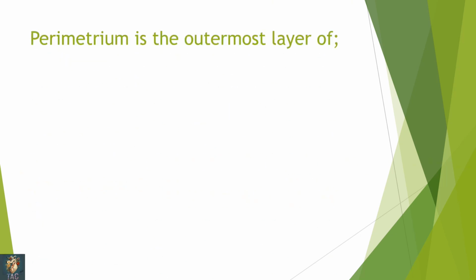Next MCQ: the perimetrium is the outermost layer of the corpus luteum, the ovarian follicle, the ovaries, the uterus, or the vagina? We all know that the uterus is formed by three layers: the endometrium, the myometrium and the perimetrium. So the perimetrium is the outermost layer of the uterus, and D is the correct option.